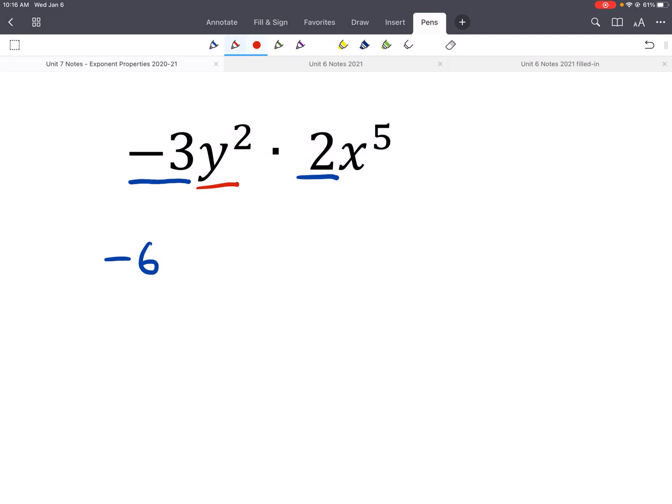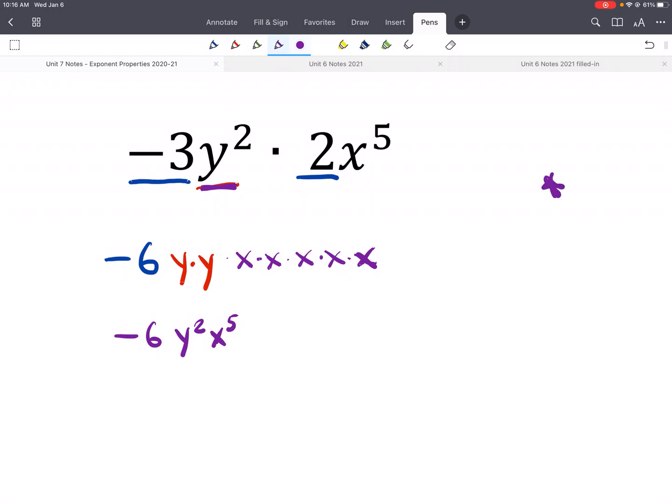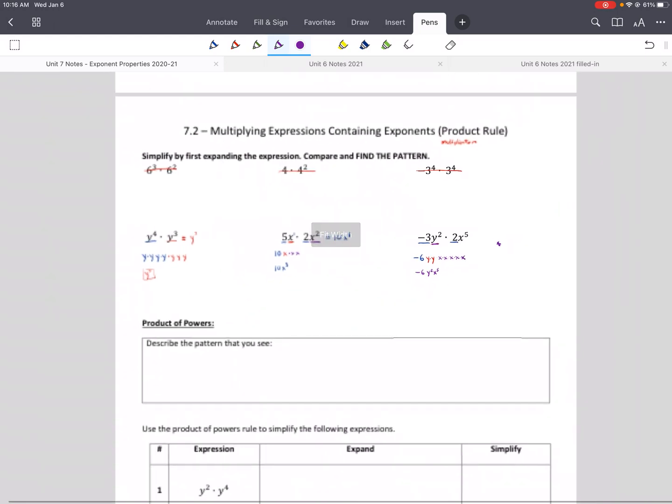All right, now we have y squared. So this is a little different. That's y times y. And then we have 5 x's. Okay, so since the bases are not the same, we can't combine the y's and the x's. So when we're all done, we end up getting -6y squared x to the 5th. Okay, so one thing that's important to know is we can only combine these expressions if they have the same base.